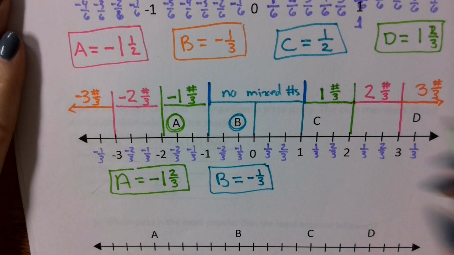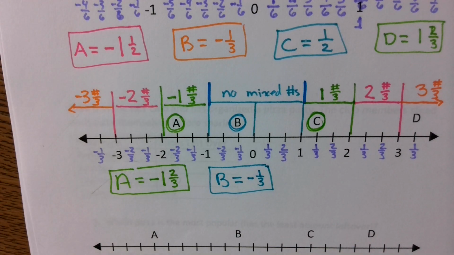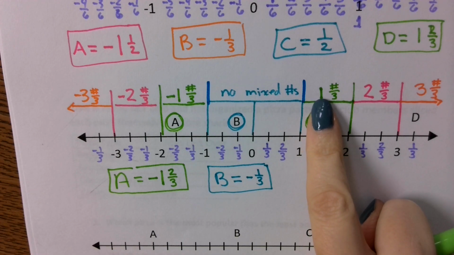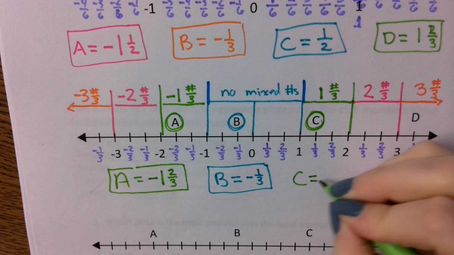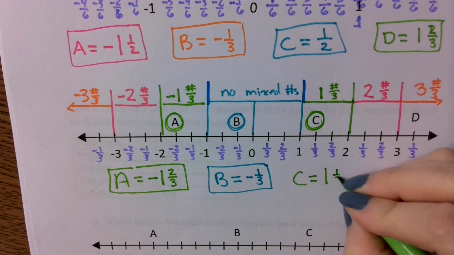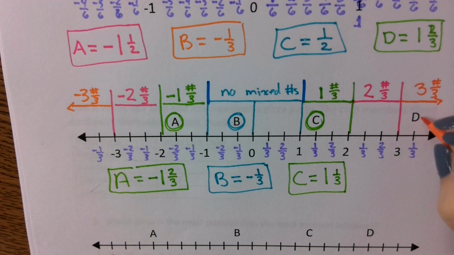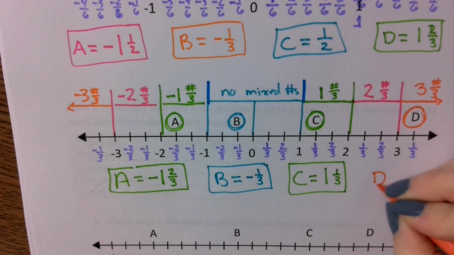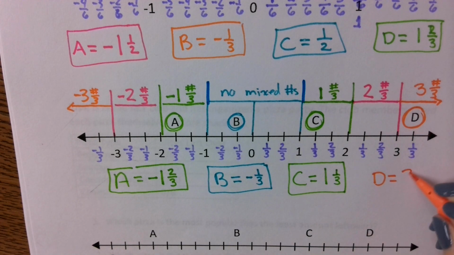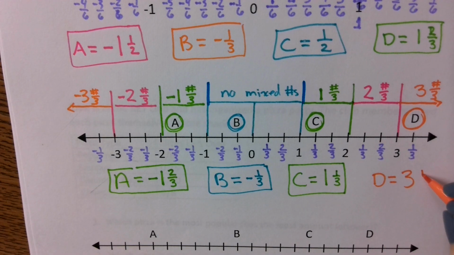Taking a look here at C. C is located here. Does C have a whole number portion? What is the whole number portion? A 1, right? It's in this range. It's got a 1. And what's the fraction portion? 1/3. If we look where it's above the 1/3. Here's where D is located. What is D's whole number portion? A 3, right? It's in the 3 range. What's its fraction? Ooh, it's right here. 1/3.